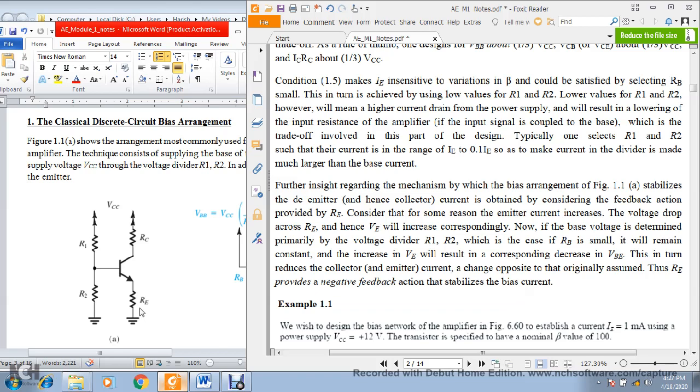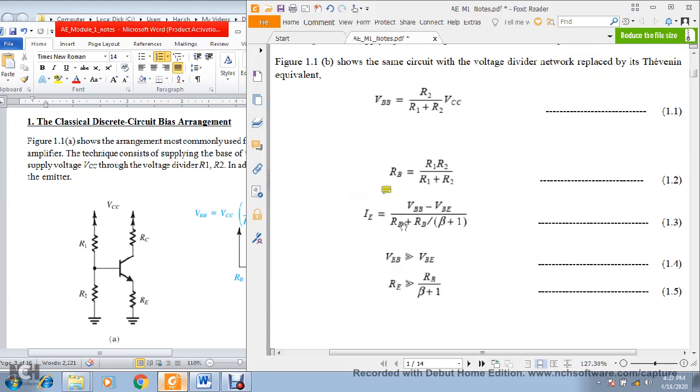One more parameter is stabilization. How does your resistor RE, which is a negative feedback resistor of this configuration, make the emitter current constant irrespective of any change in the circuit parameter, like change in IE itself? For example, take this particular equation. Due to some reason, say change in beta due to change in temperature, the IE will increase. Assume IE increases.